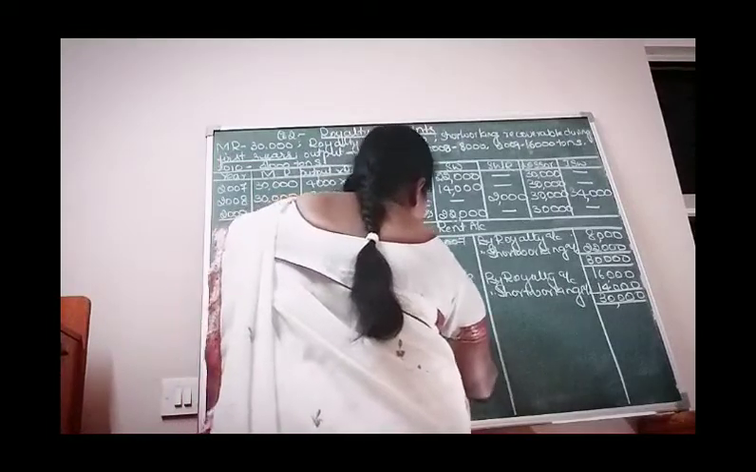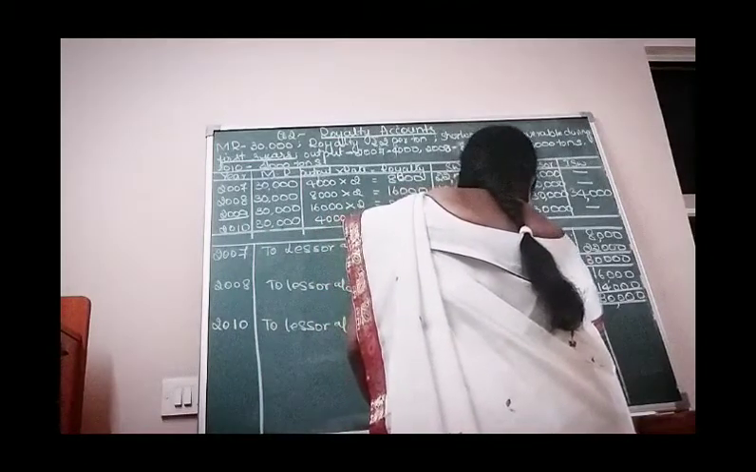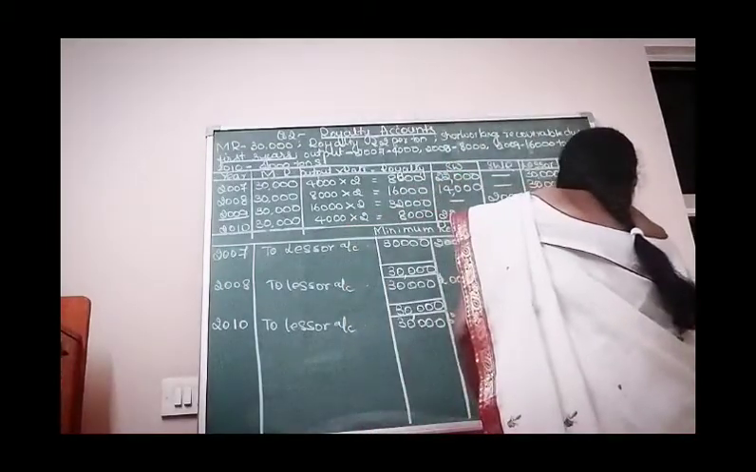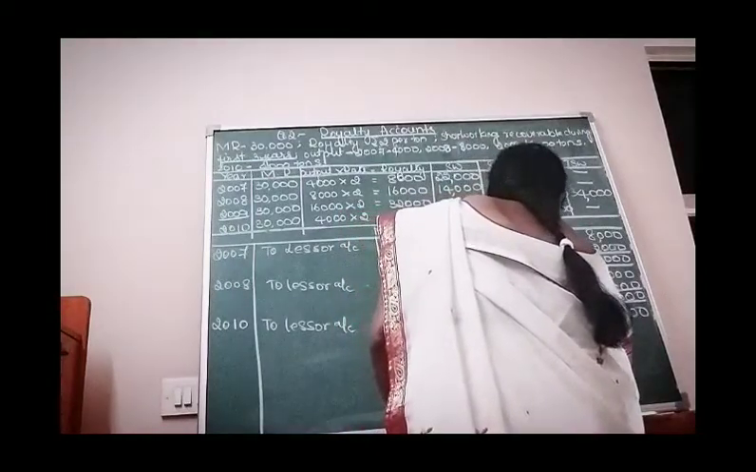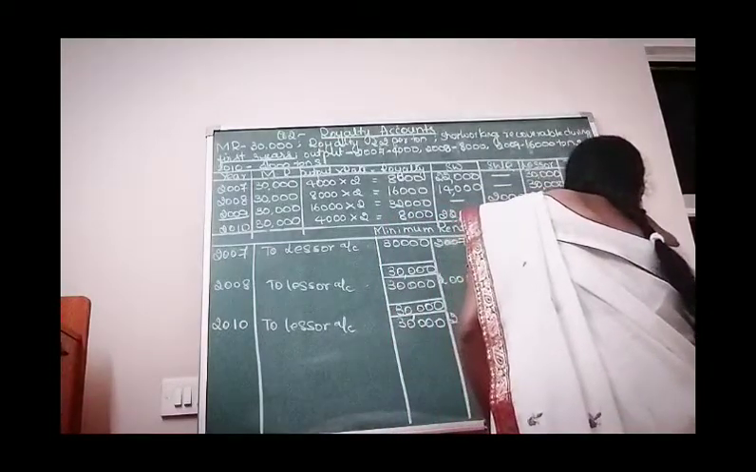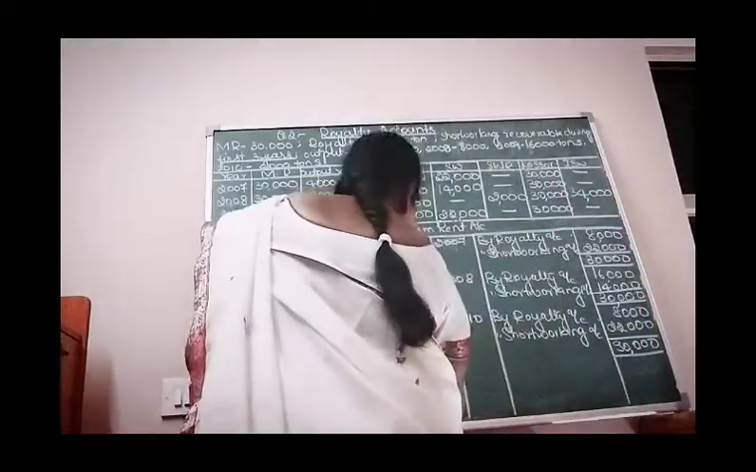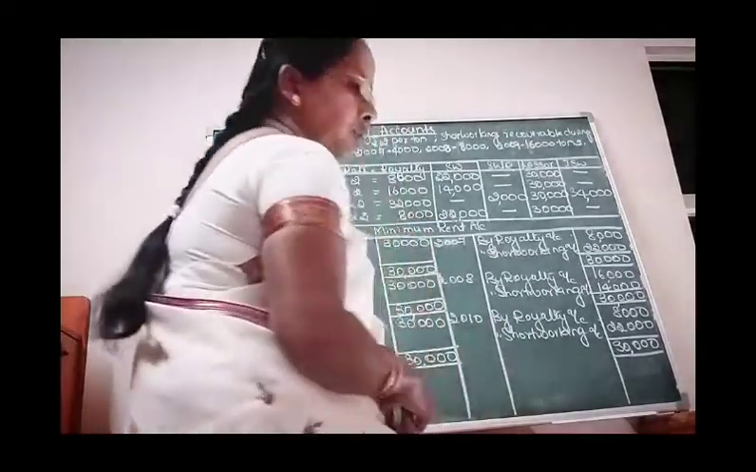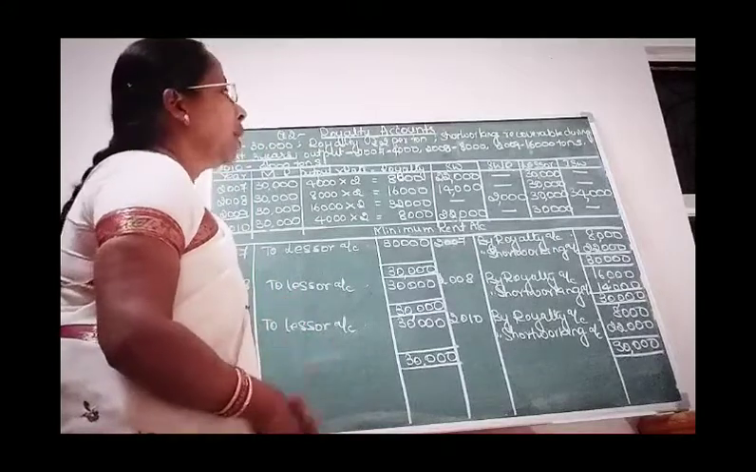Amount of minimum rent is 30,000 for 2010, by royalty account. It is amounting to rupees 8,000 and it is also having short working of rupees 22,000. So that makes the total 30,000 to both the sides, right? So this is how you have to prepare the minimum rent account.